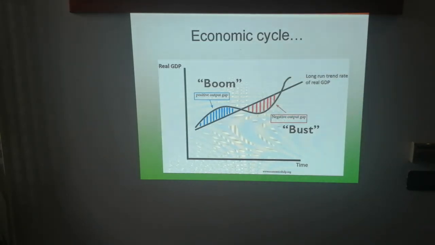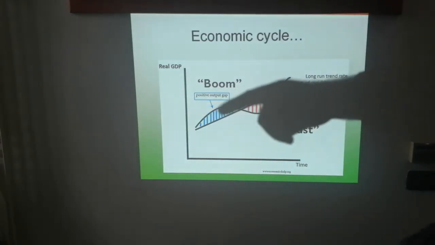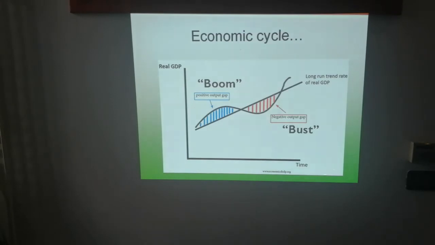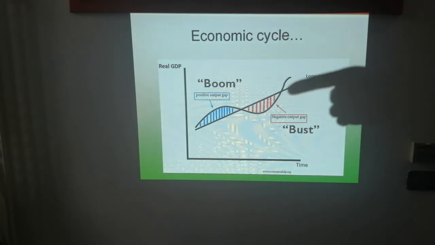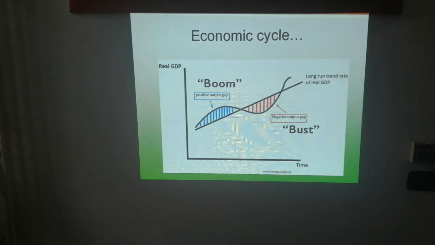booms and busts. So obviously the government, when it goes up, it needs to have an economic policy that can bring the economy down a bit and make it go a bit slower. And when it's down, it needs an economic policy which can increase economic activity. And so over the long term, have a stable growth. We need a stable growth.